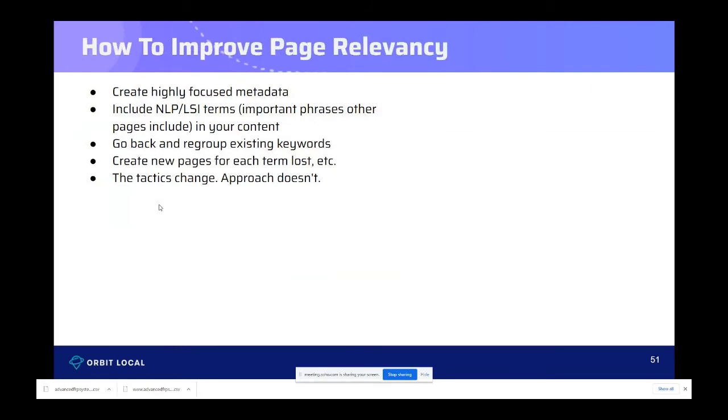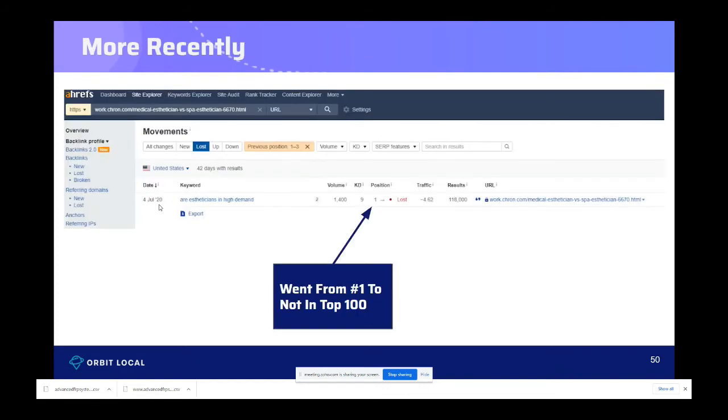You can create highly focused metadata, and we'll talk about that here in a second. You can start including those NLP and LSI terms in your content, and I'll explain that a little bit more. The other thing you want to start thinking about, if you have an established site, is maybe you need to go back and regroup some of those other keywords that you once had, like in here.